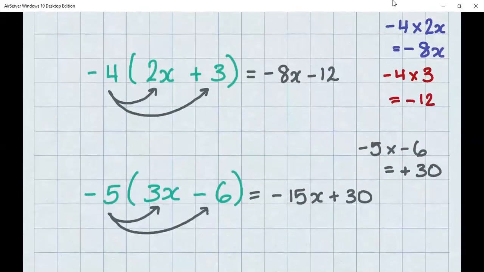So that's just a recap on how to expand brackets when you have positive and negative numbers in the questions.